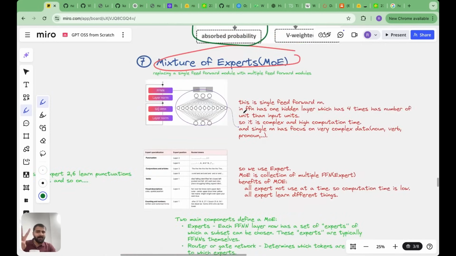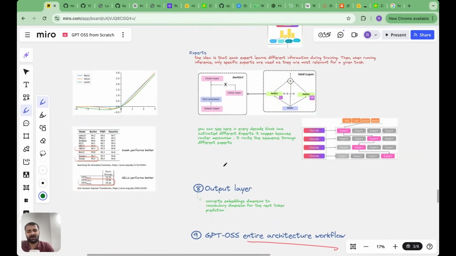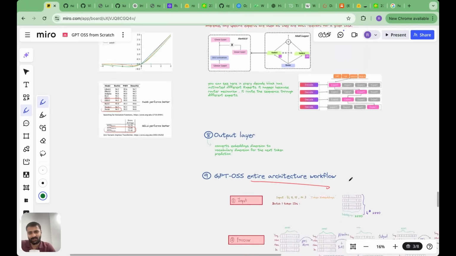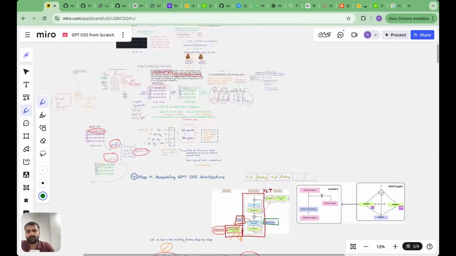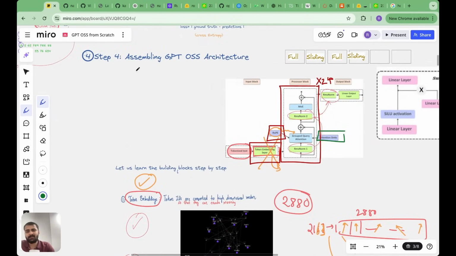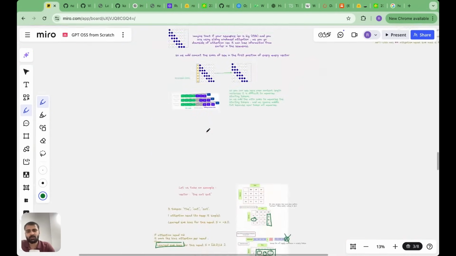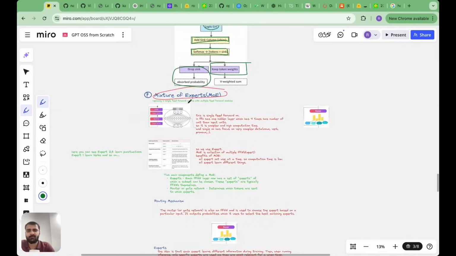Now, only three parts are remaining: mixture of experts, the output layer, and the entire architecture workflow. Three parts are remaining in this GPT-OSS, assembling GPT-OSS architecture. So now let's move forward towards the mixture of experts.